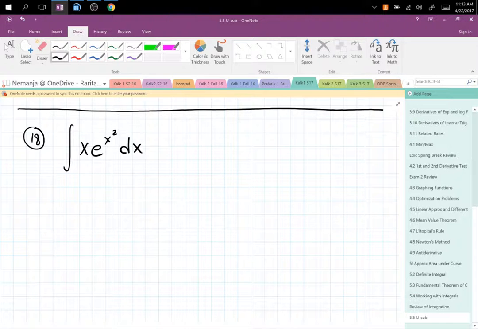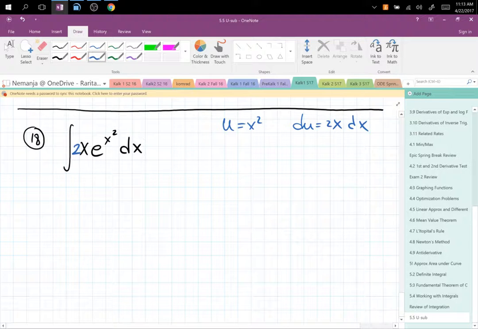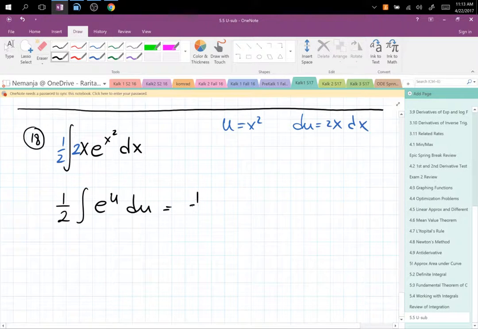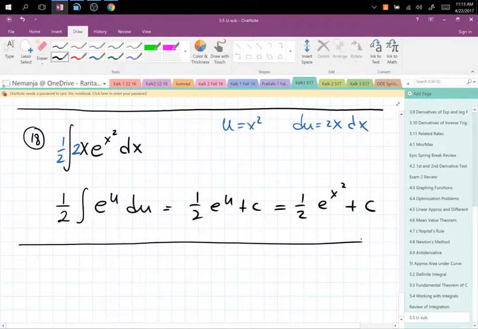Have you found the function derivative pair? What is it? U is x squared. Yes. The function derivative pair is x squared and then x. So u is x squared, du is 2x dx. I don't have the 2, so I will fix that. It becomes 1/2 integral e to the u du, which is 1/2 e to the u plus c, which is 1/2 e to the x squared plus c. Problem solved. That was problem 18.